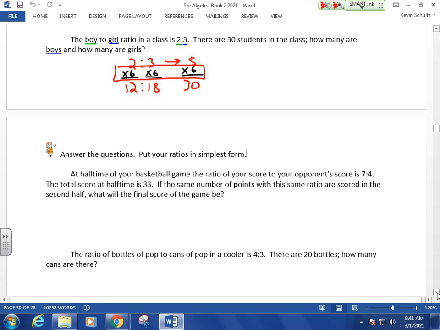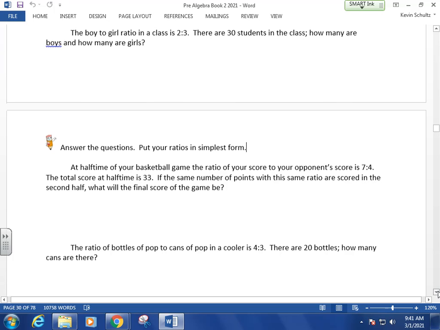Right? Let's go to the second. Any questions on this, what I just did here? Okay. Let's look at the second page.